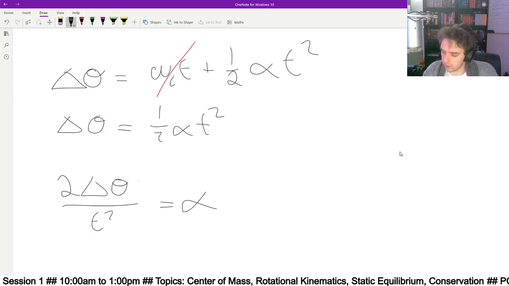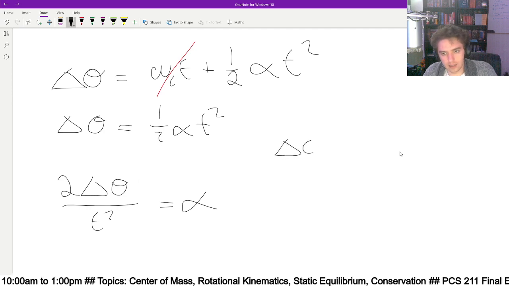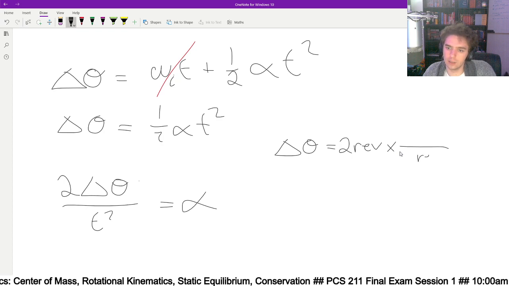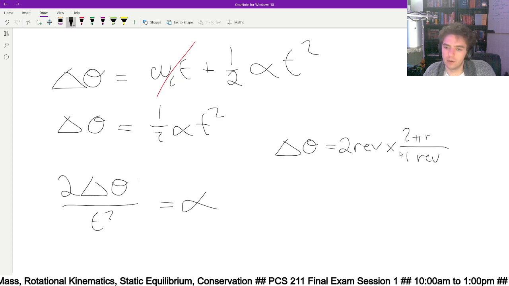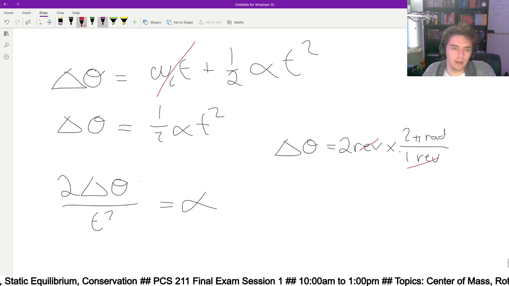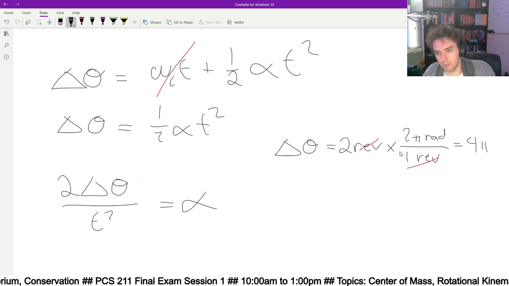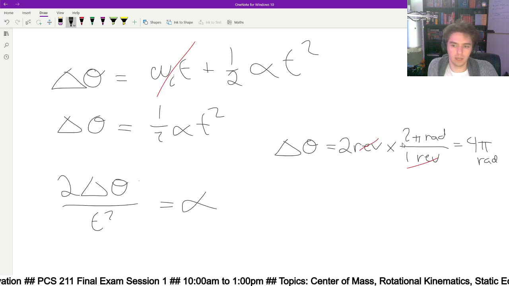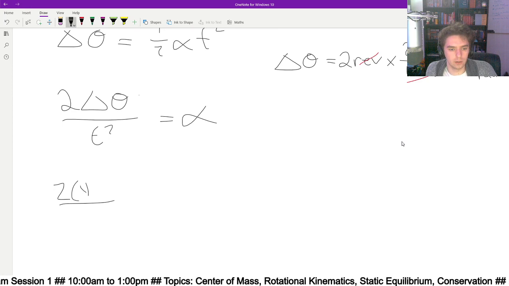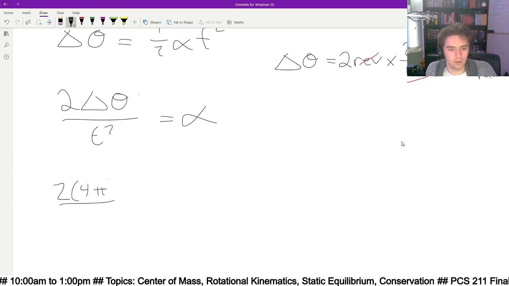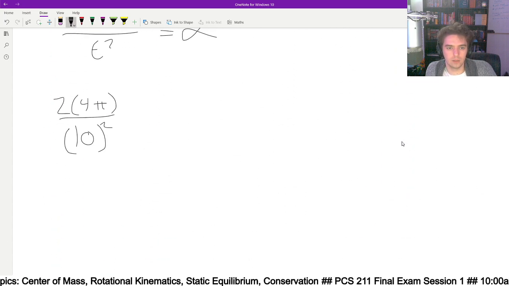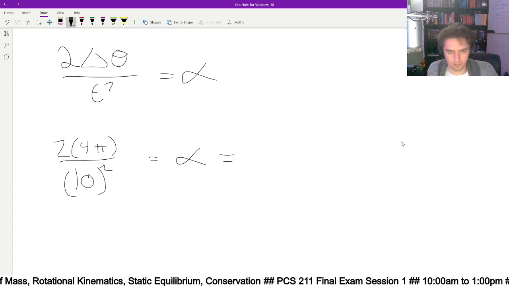And so we also need to convert this delta theta, which is 2 revolutions, into radians. In 1 revolution, there's 2 pi radians, right? So the revolutions cancel. So it's just going to be 4 pi radians. And now I can just plug it in. So it's going to be 8 pi over, well, I'll be more clear. I'll say 2 times 4 pi over t squared, and we said t was 10. So over 10 squared equals alpha.